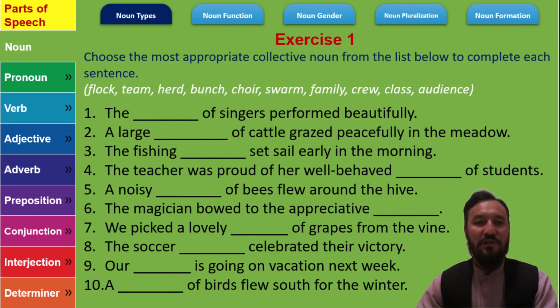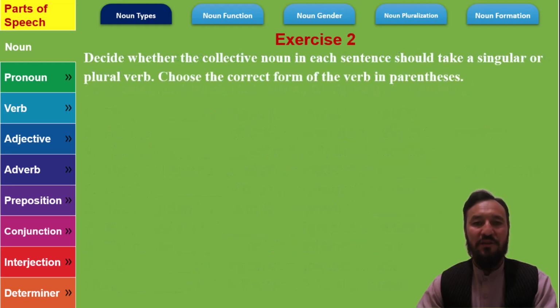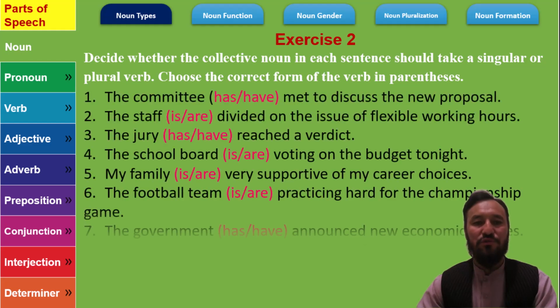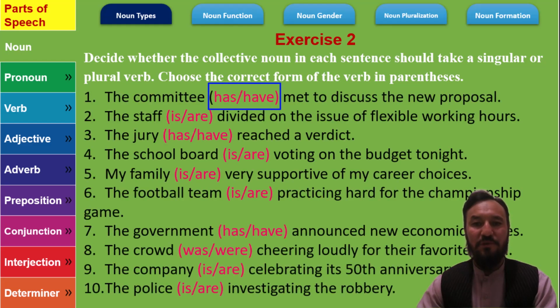Exercise number 2. Decide whether the collective noun in each sentence should take a singular or plural verb. Choose the correct verb from the verbs in parentheses. In this exercise, you should choose one of the two verbs provided between the parentheses in each sentence. It is worth mentioning that you can find the answer keys to both of these exercises in the description below.